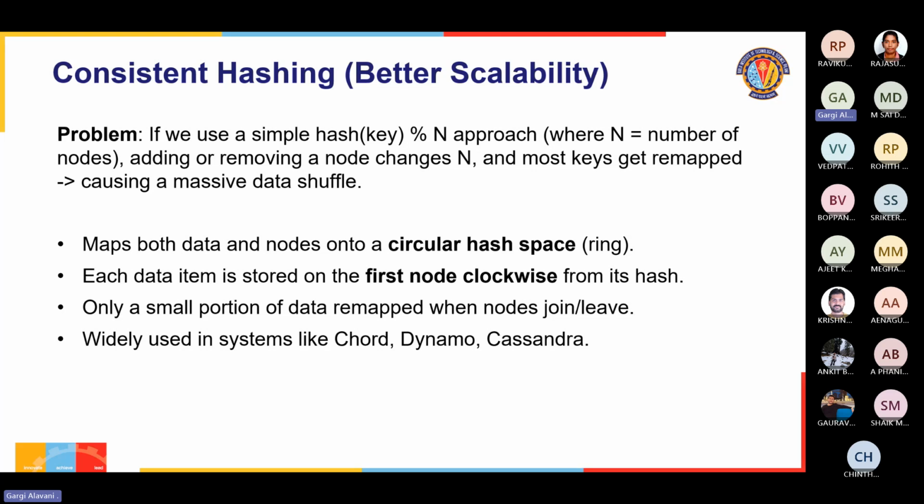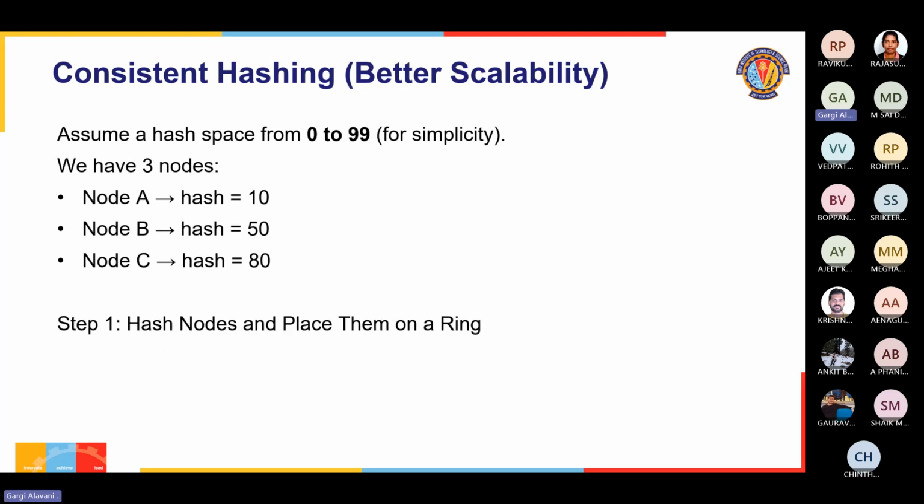So, how does this work? Let's see with an example. Assume a hash space from 0 to 99. For simplicity, these are the numbers we chose. We have three nodes. Node A has hash 10, node B has a hash of 50, and node C has a hash of 80. This is the first step: hash the nodes and place them on a ring.